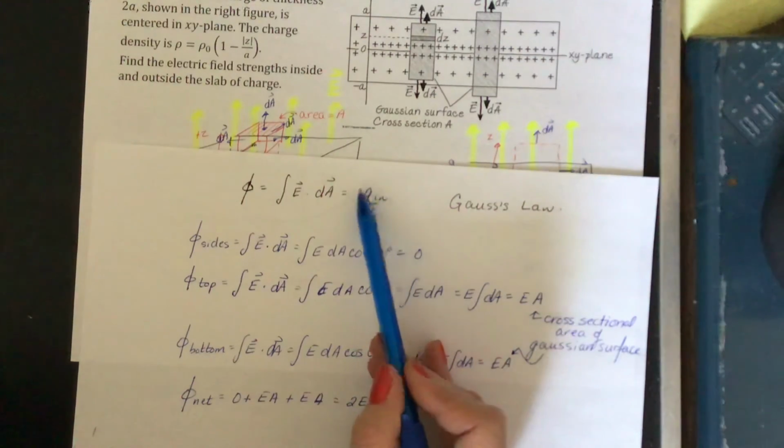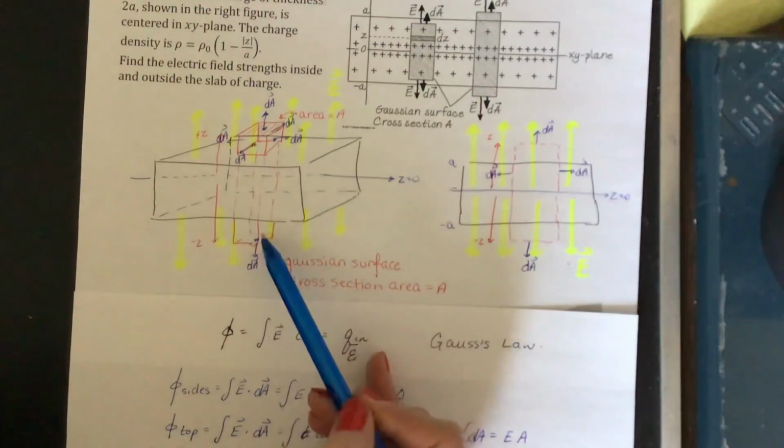For the next part of our Gauss's law, we have to figure out how much charge is inside this Gaussian surface. So we'll go on to a fresh video and we'll find that amount of charge in the next part.